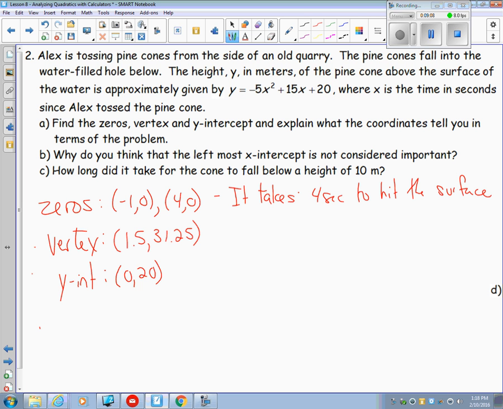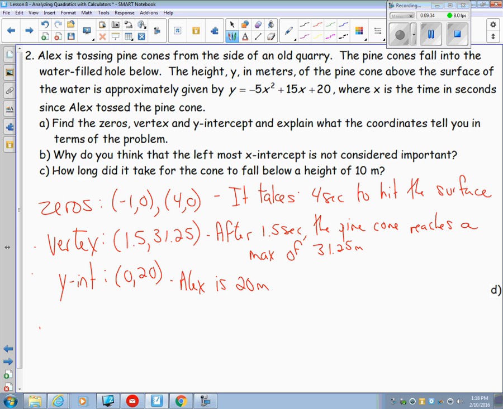Okay, the vertex. After 1.5 seconds, the pine cone reaches a max of 31.25 meters. And what's my y-intercept? That's my starting point. Okay, Alex is 20 meters above the water. He's on like a cliff or something, the side of the quarry, right? That's my starting point. Hey, but I can find those things really quick with this technology stuff.